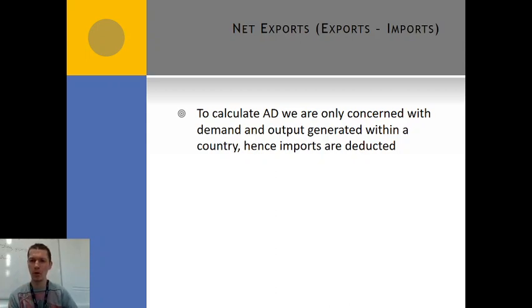When we import goods, we're spending money abroad. So if I buy a t-shirt that is made in Vietnam, for example, that's money flowing out of Britain into the Vietnamese economy. Okay, simple as that. So that's money leaving. That's a withdrawal from our economy. So that's why we're taking imports away. For AD, really, we care about the money pumping into the British economy. So we discount imports because that's money leaving.